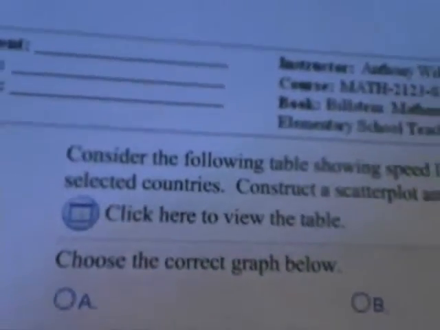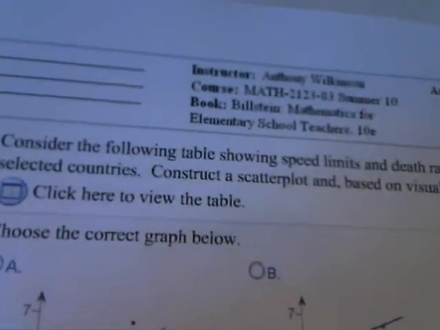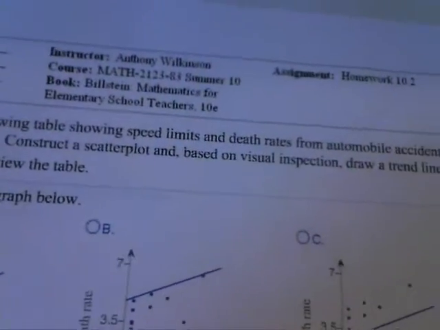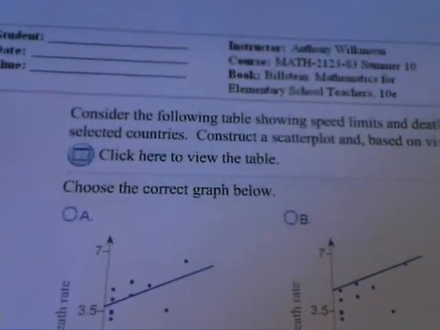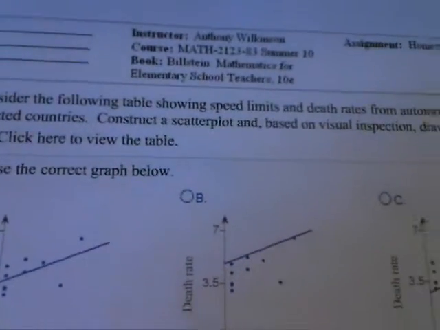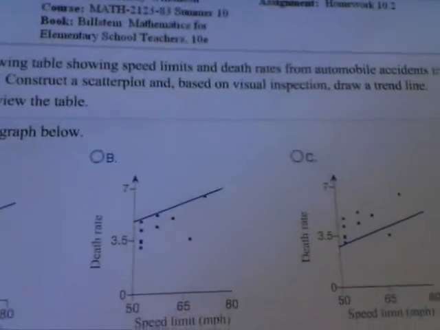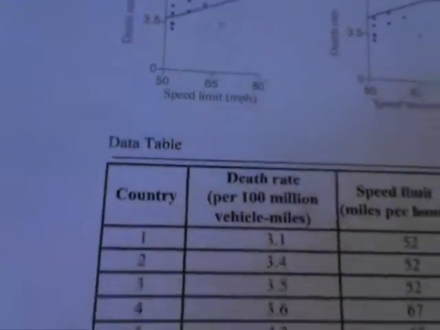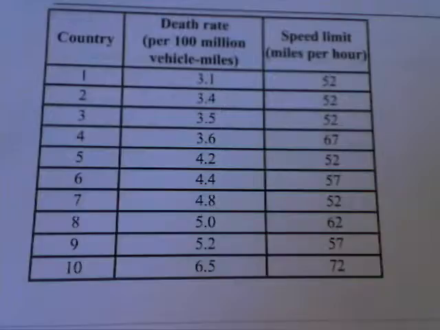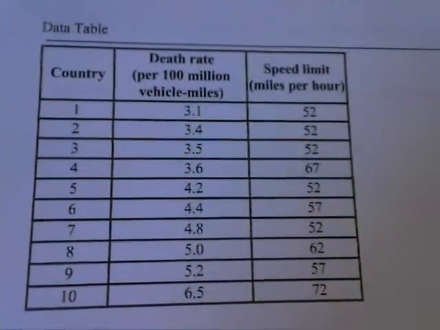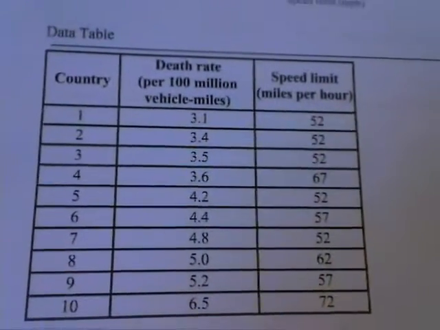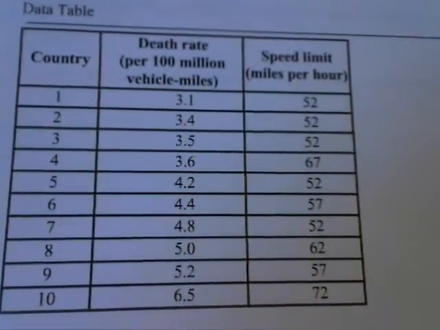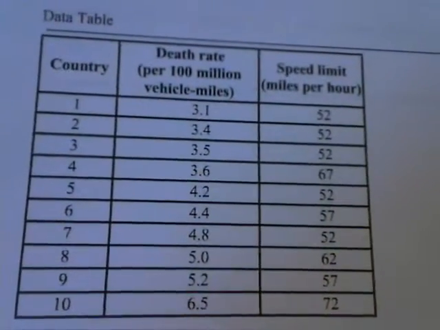Alright, let's look at the next problem that deals with another scatter plot with a line of best fit. Let's say we want to consider the following table showing speed limits and death rates from automobile accidents in selected countries. Construct a scatter plot and, based on the visual inspection, draw a trend line. Now, here's the data table that we're going to be using. In this case, you'll see the country and then the death rate per 100 million vehicle miles, and then the speed limit in miles per hour.